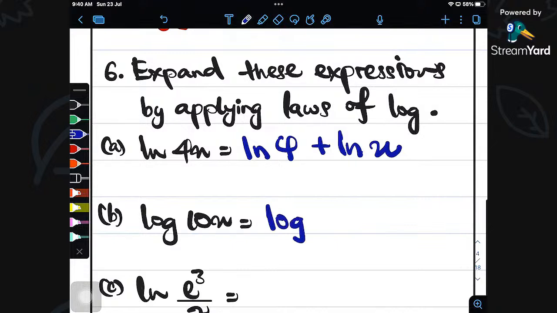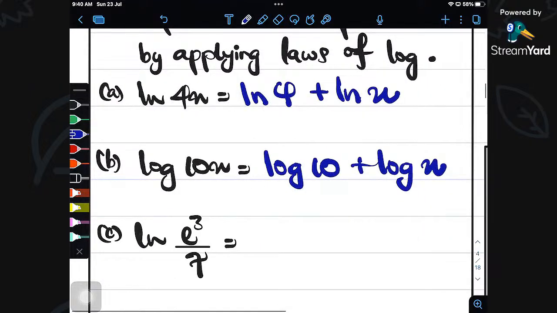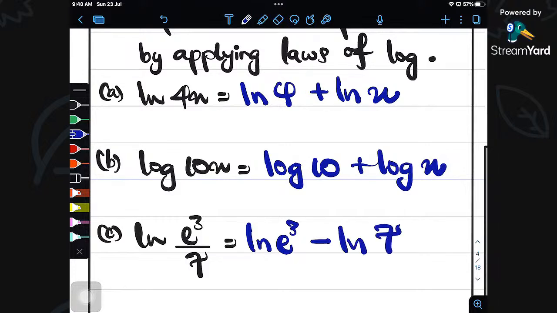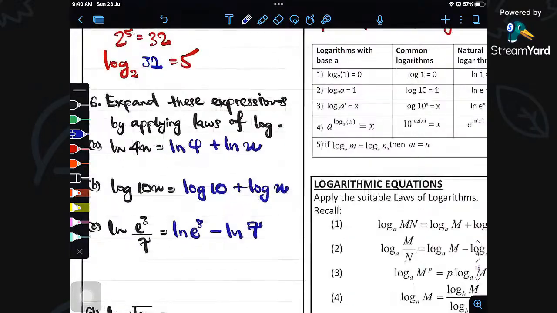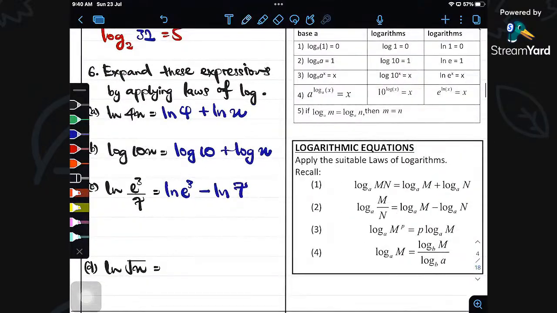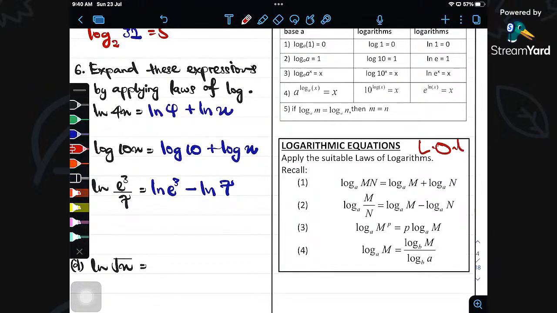Question number 2, log 10 plus log x. Question number 3, ln e to the power of 3, minus ln 7. Madam, how do you do all of these things? What is this actually? Please, I would like to welcome you. A law of logarithm, sometimes I will short form it and call it LOL, law of logarithm. When I say LOL, I am referring to the law of logarithm.